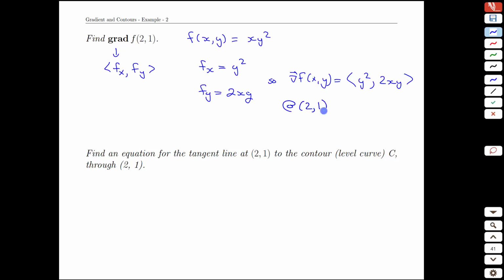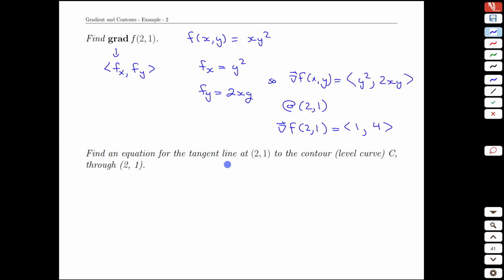So the gradient vector in general at (x, y) is literally this term, y squared, comma this term, 2xy, and the only thing we're adding now is at the point (2, 1), the gradient at the point (2, 1). Be careful with the x's and y's. This is a y value, so it's 1 squared, which is 1, and 2 times 2 times 1, which is 4. Okay, so we found the gradient vector at that point.